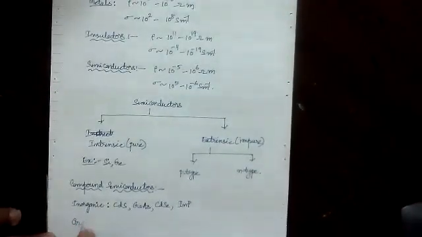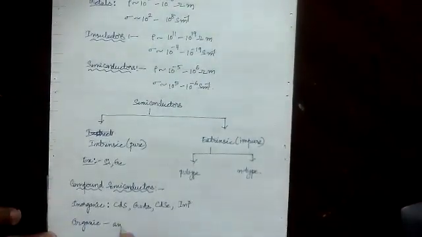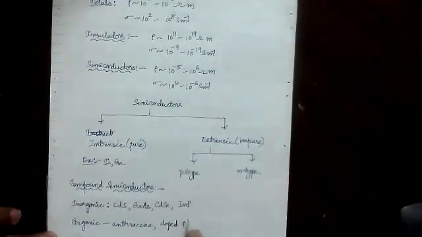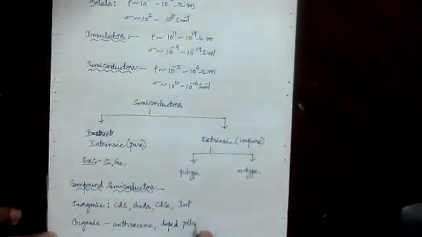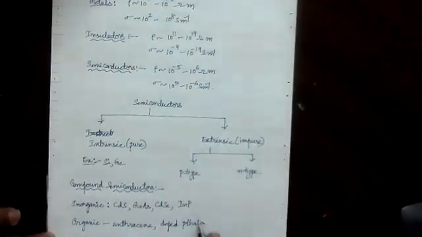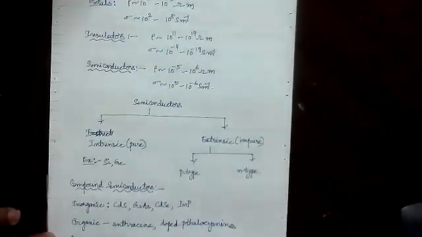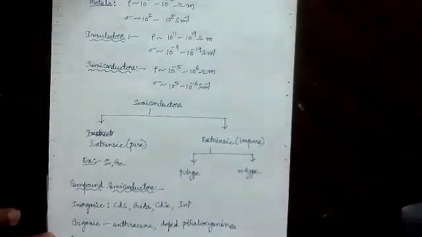Next is organic. Organic compounds, what are they? Anthracene is an example, and doping. I will tell you what that is. Phthalocyanine, cyanine. This is an example. Okay. Next one is organic polymers. These are the examples.